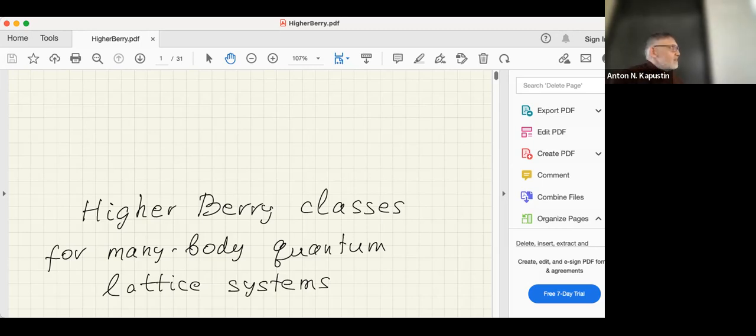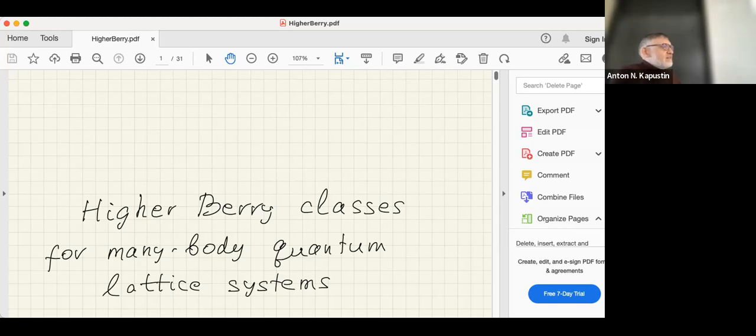and then I'll change gears a little bit and discuss some technical results about lattice systems, in particular how to think about conservation laws on the lattice in a way which is similar to what we do in the continuum. So we'll see that many of the things we do in the continuum have a parallel on the lattice. And after that, I'll go back to higher Berry phase and use these results to define higher Berry phase or Wess-Zumino-Witten terms for lattice systems.